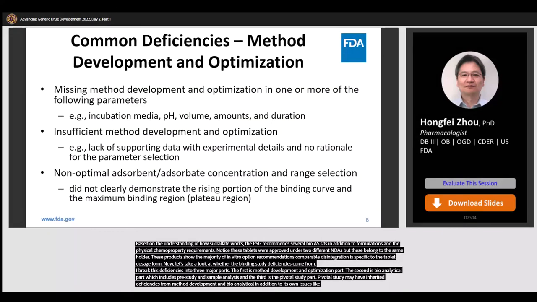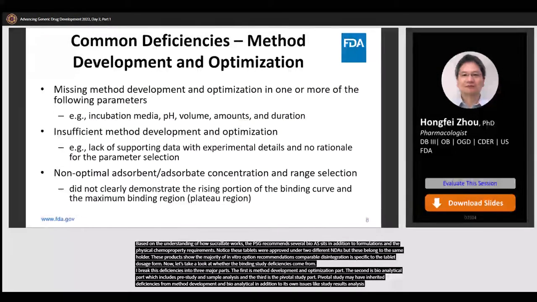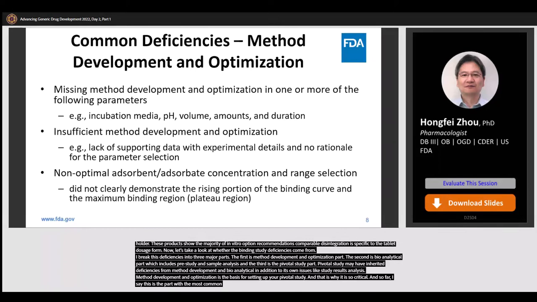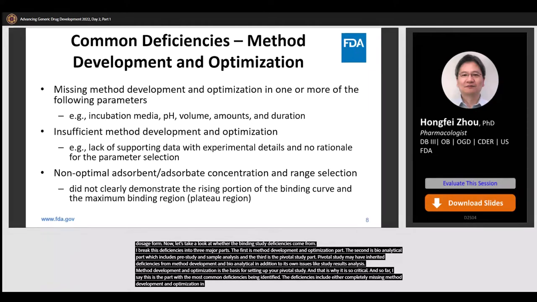Method development and optimization is the basis for setting up your pivotal study, and that is why it is so critical. And so far, I'll say this is the part that has the most common deficiencies being identified. The deficiencies include completely missing method development and optimization in one or more of the parameters, such as incubation media, pH, volume, etc.